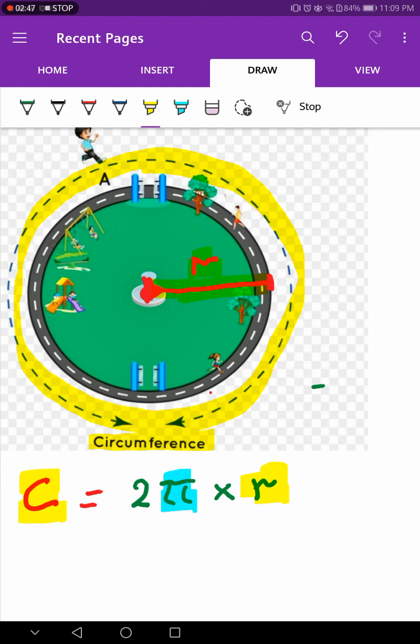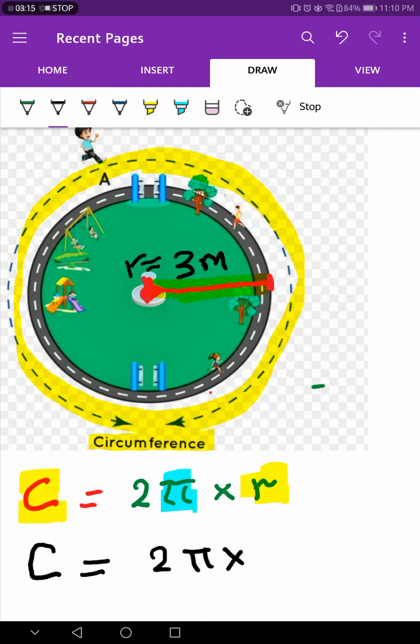Only you need this. Suppose the radius is, for example, 3 meters. Can I find the circumference now? Yes, you just say the circumference equals 2 pi multiplied by 3.